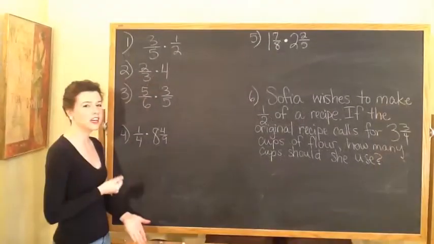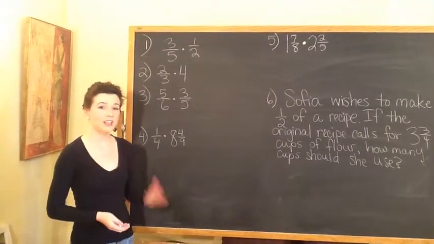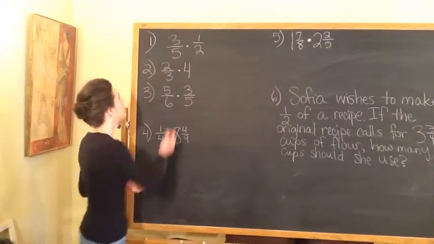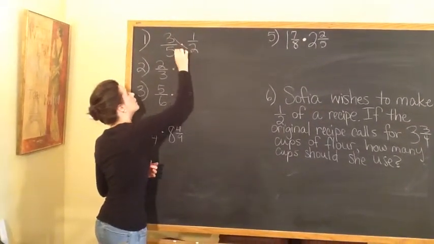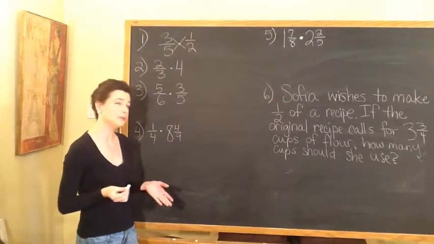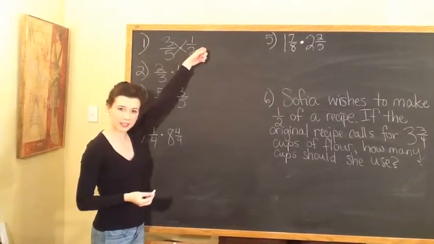All right, let's look at our first example. We're going to start off a little bit easier, just multiplying two fractions, to refresh our memory. So I have 3/5 times 1/2. I try to cross-simplify, and I see that with 3 and 2, there's nothing I can take out. 5 and 1, there's nothing I can take out.